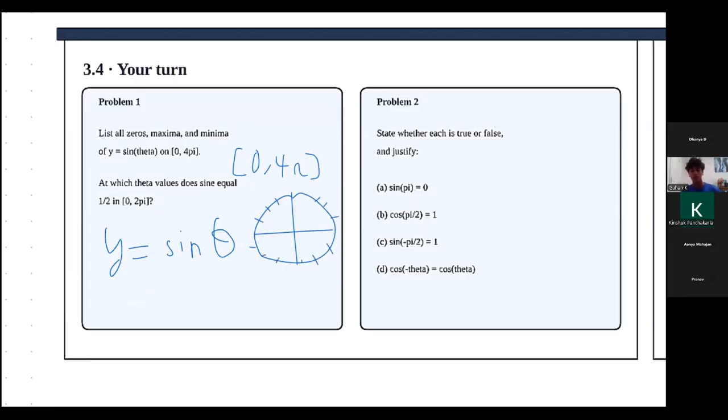Let me explain the second problem too, what it's asking. State whether each is true or false and justify. Sine of pi equals 0. Cos of pi over 2 equals 1. Sine of negative pi over 2.